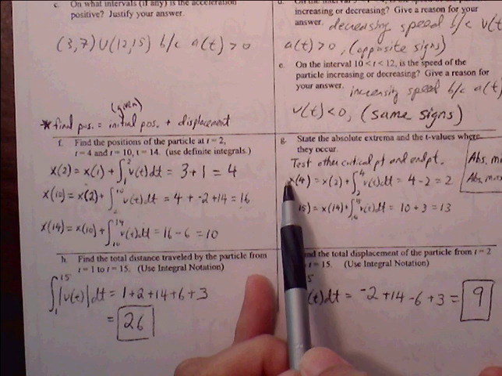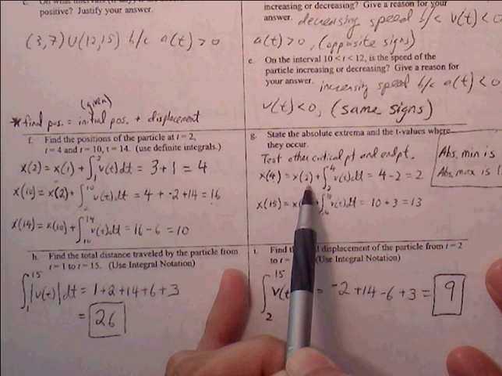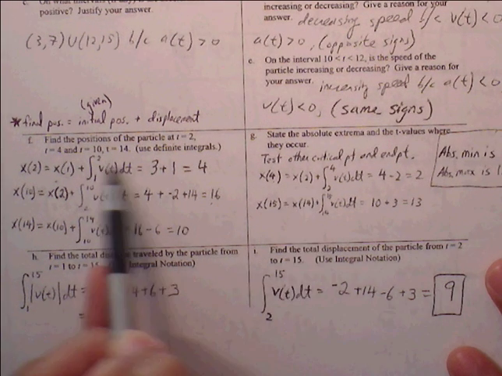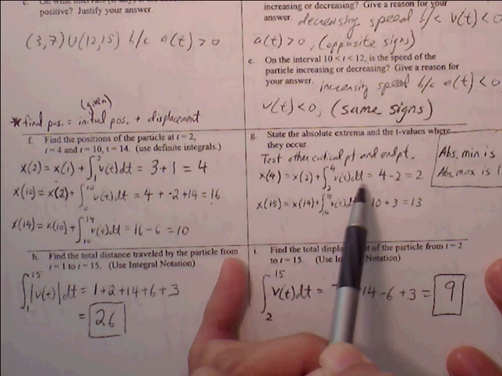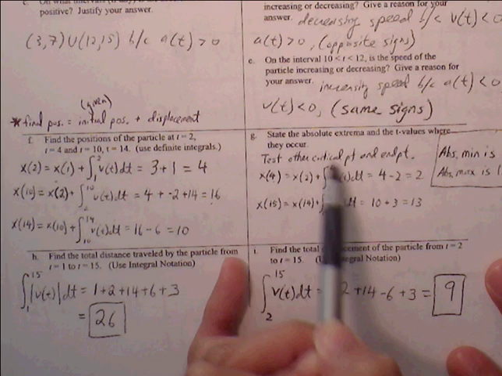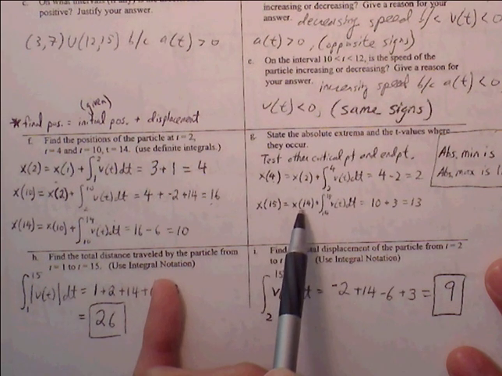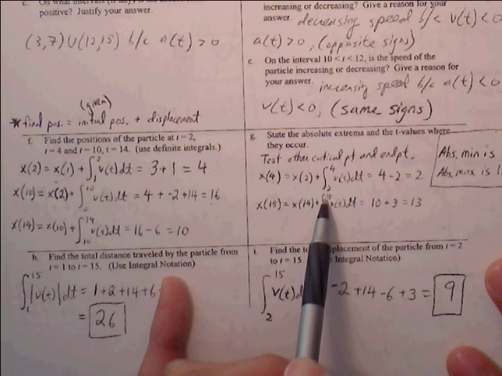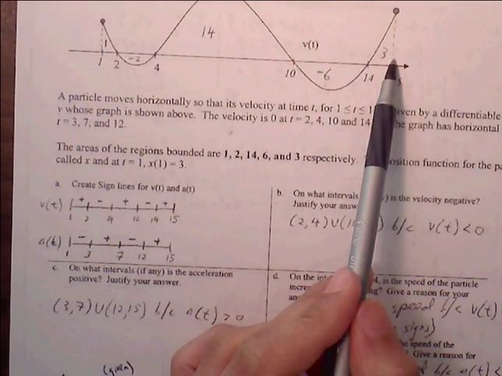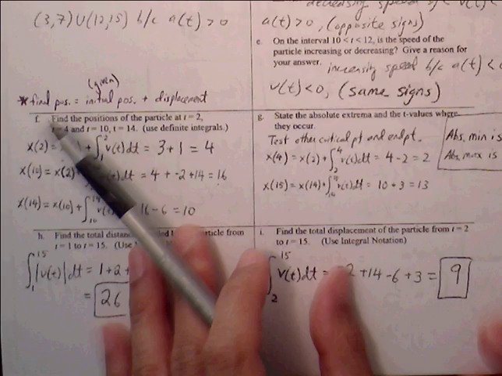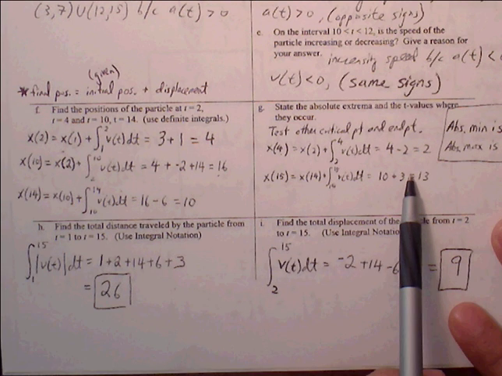The thing that's missing is x of 4, so let's go ahead and find x of 4. I'm going to start off at x of 2, and then the displacement from 2 to 4, if we look at the graph, gives me negative 2, so 4 minus 2 is 2. And x of 15 is the displacement from 14 to 15 plus x of 14. We see that this is 3 here, so 3 plus what we found for x of 14, which is 10, is equal to 13.